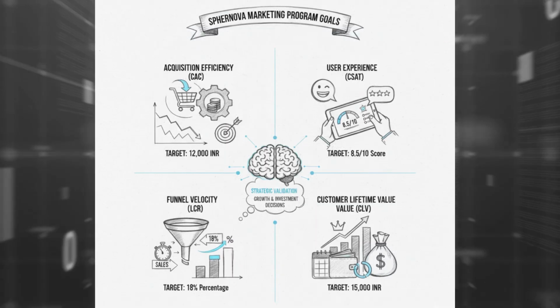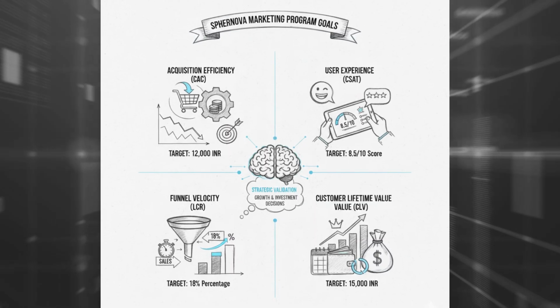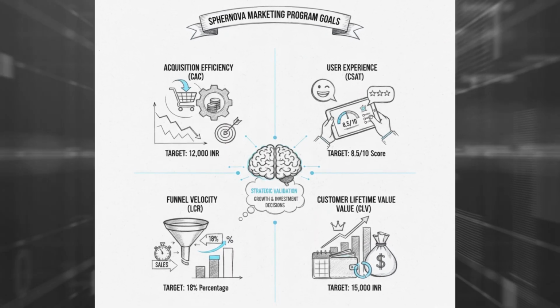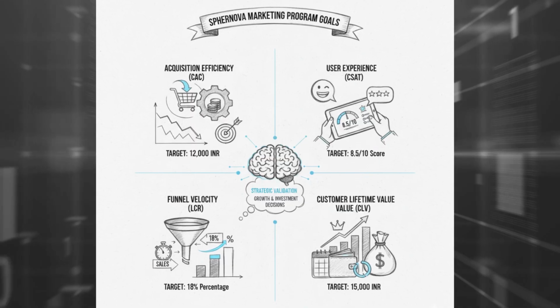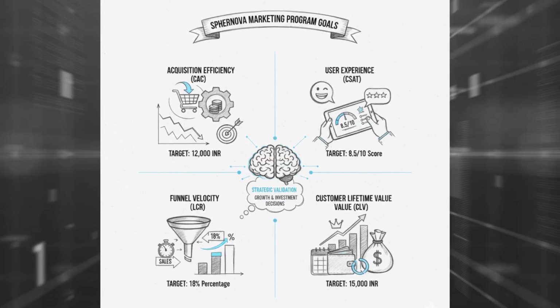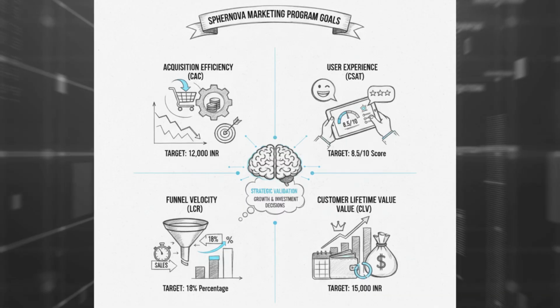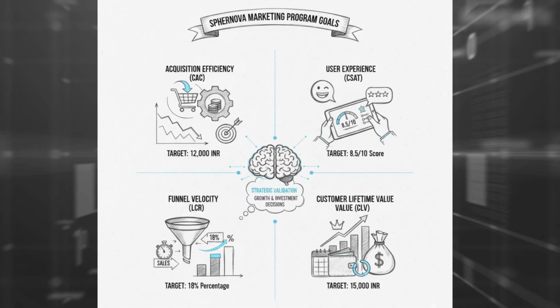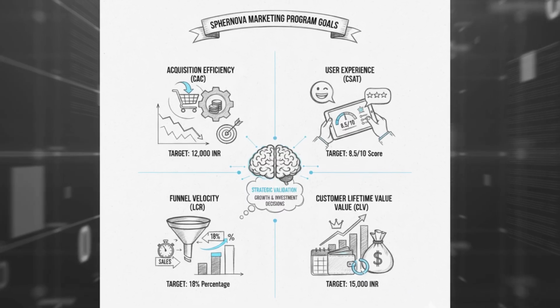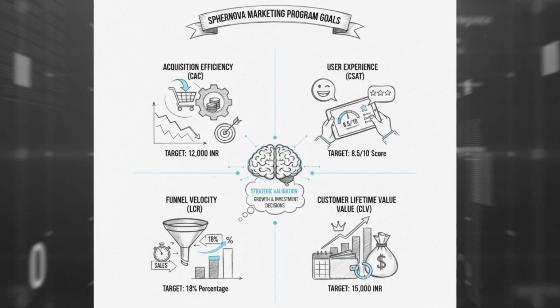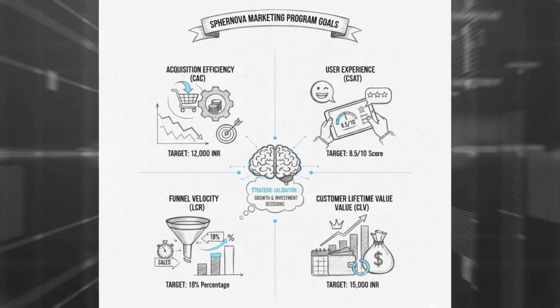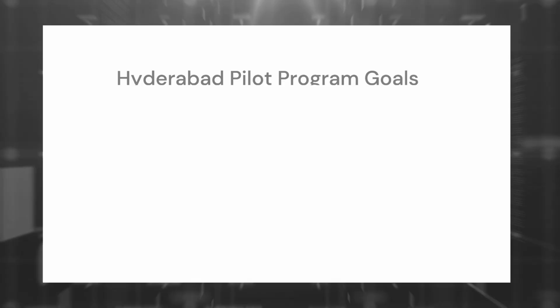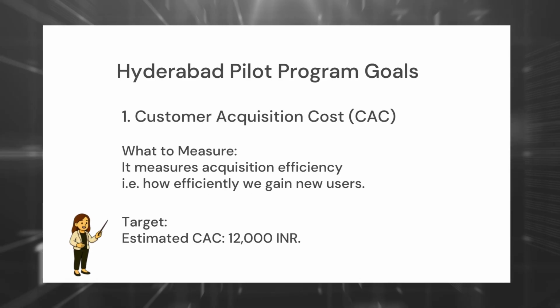Why is this structure so vital? Because at our inception, vague aspirations won't cut it. We demand precision. Our programs aren't just about getting the word out. They're about validating our vision with hard data. This is where our chosen KPIs, our key performance indicators, become our compass. For our Hyderabad pilot, we've locked in targets from these yardsticks.